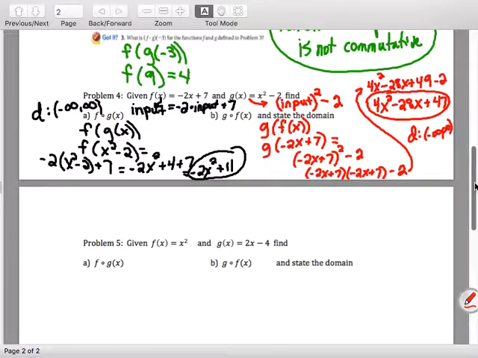Alright, when you're ready, flip the page, and I want you to try problem 5. Don't do 6 and 7 yet, okay? But let me give you a head start. See if you're starting to get the hang of it.